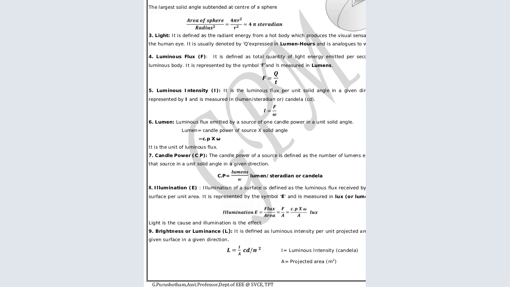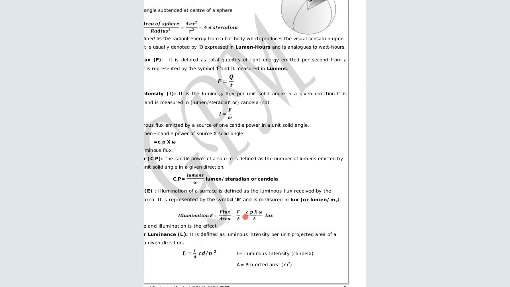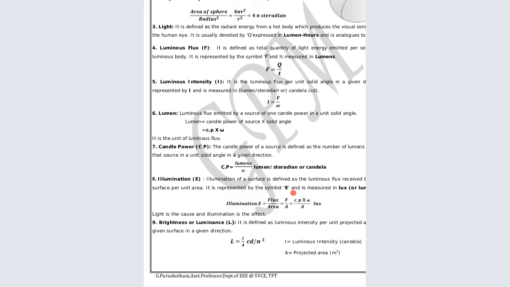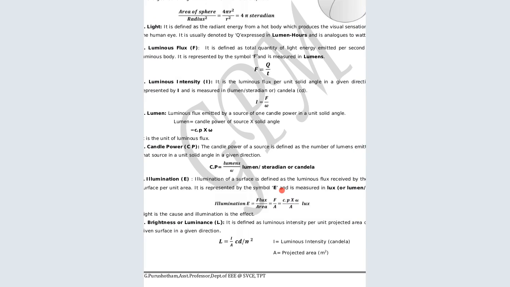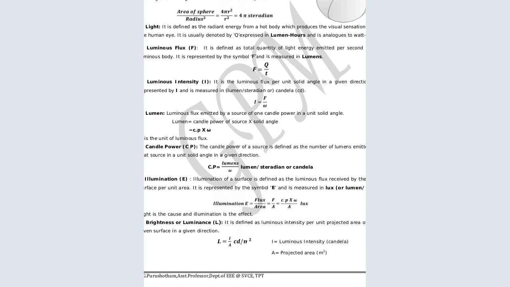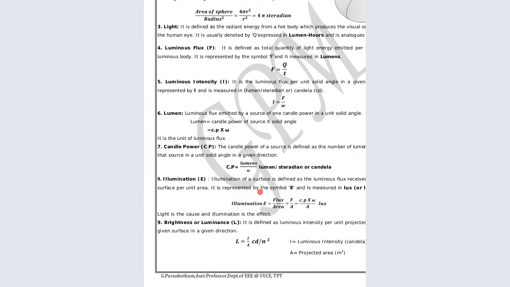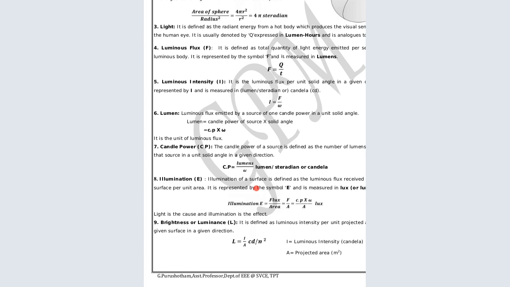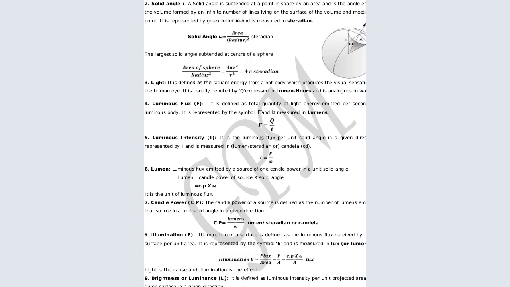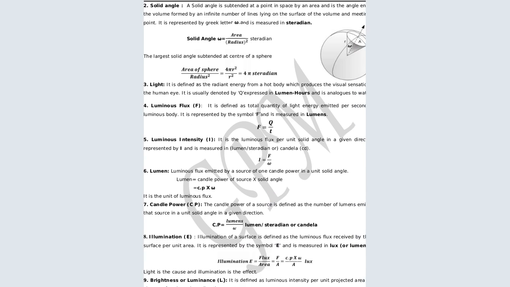The next definition is the light intensity I. It is the luminous flux per unit solid angle in the given direction. It is represented by I and is measured in lumen per steradian, or candela. So luminous intensity is measured in candela, and I is equal to F over omega. We can insert these equations, because we already said omega is equal to area over the radius squared.